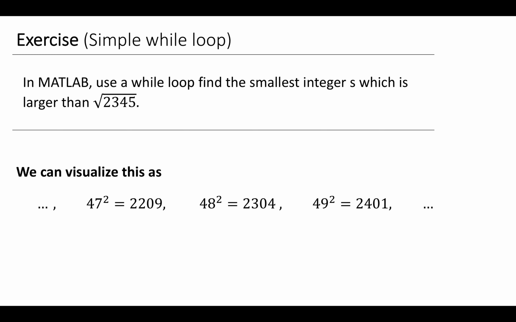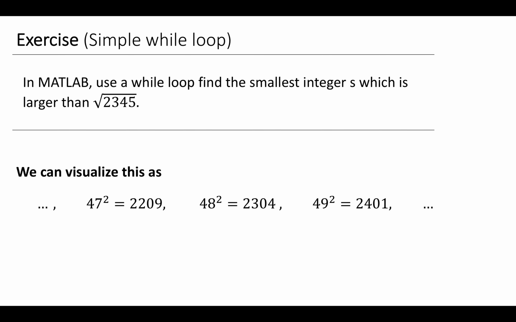One thing we could do is start to square those numbers. Take the first number, 1, and square it. Is this bigger than 2345? It's obviously not, so move to the next one. 2 squared. Is that bigger than 2345? No, it's not. Keep going. So 3, 4, 5, and keep going until you get to a number whose square is bigger than 2345, and this will be your answer.